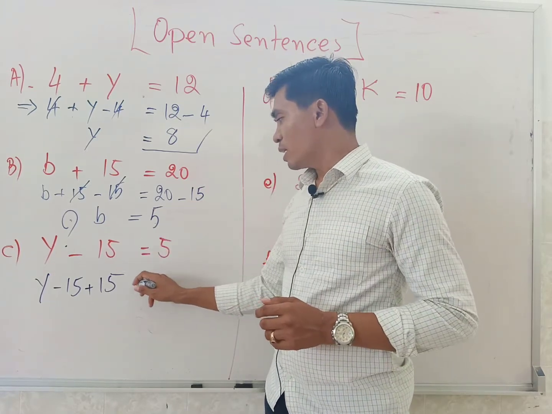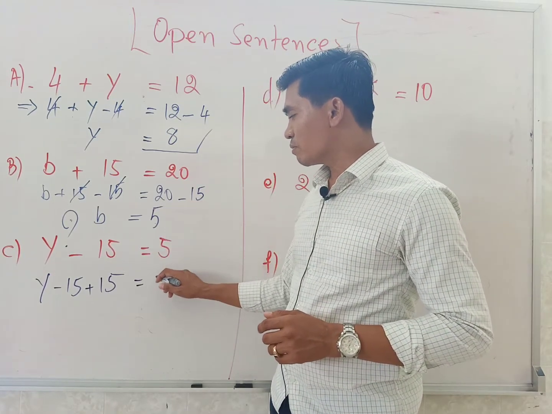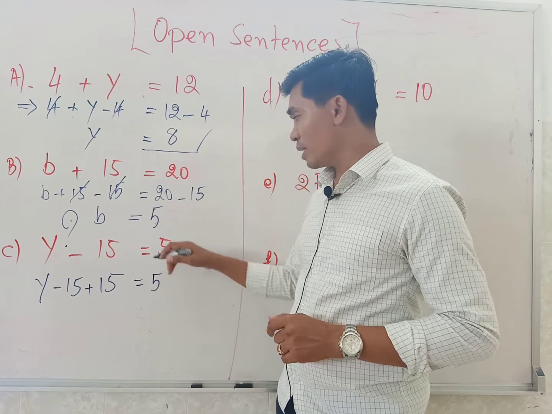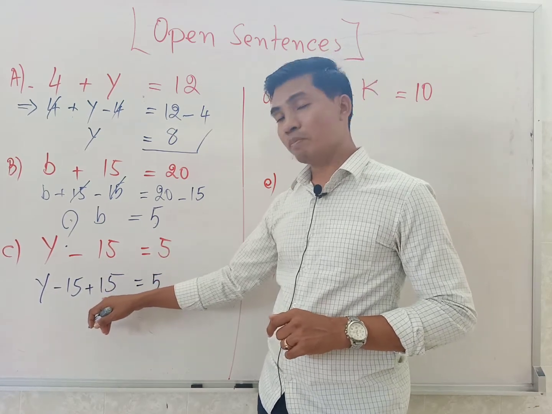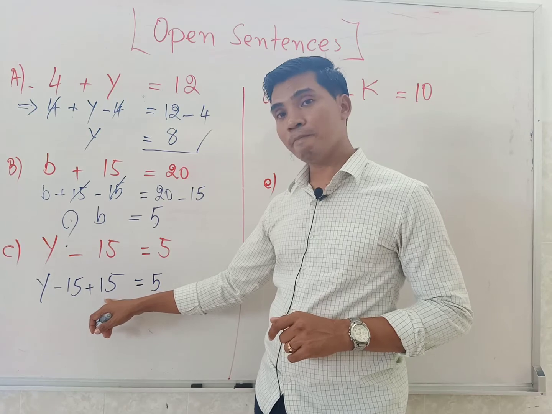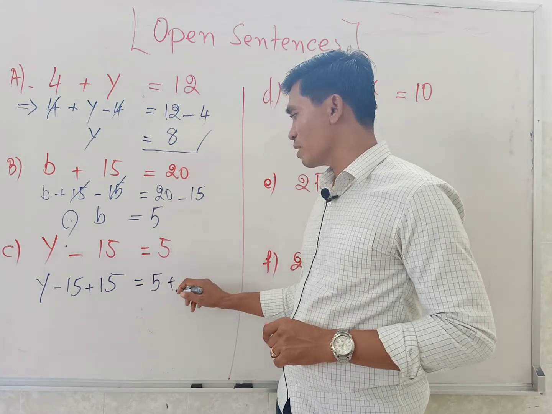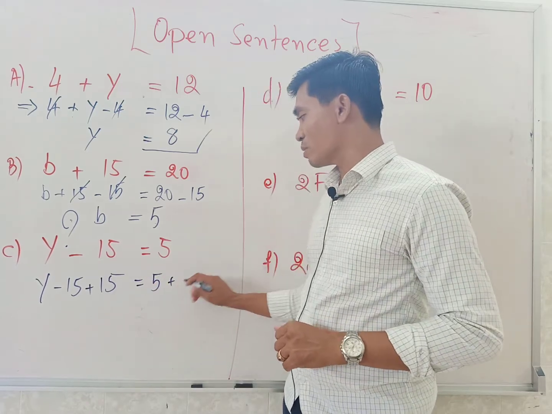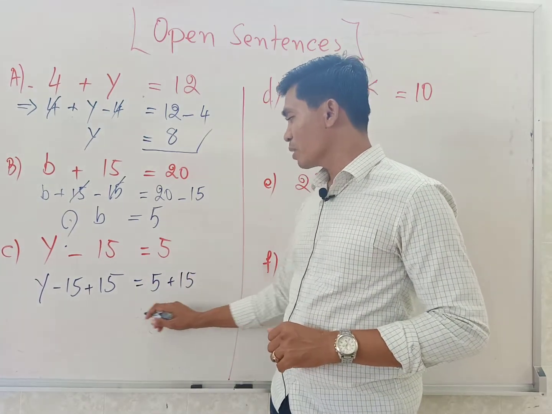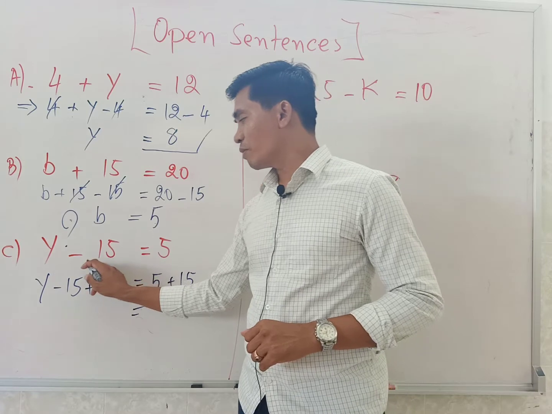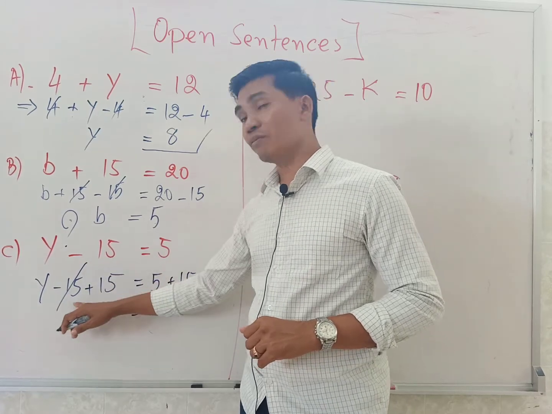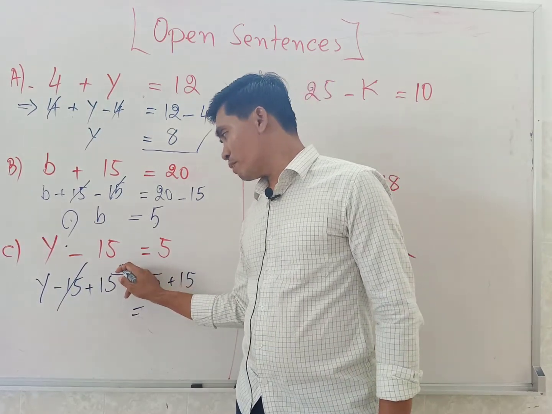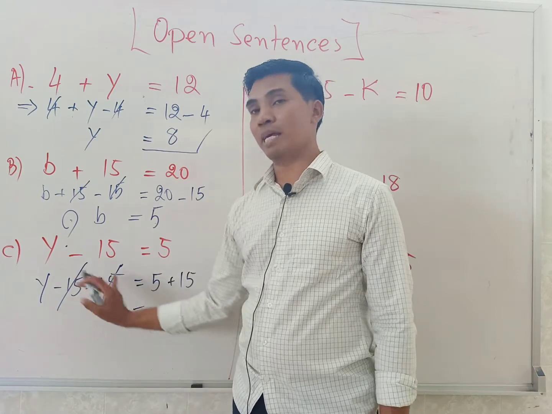Okay, and we have 5 here. When you put positive 5 here, you have to write positive 5. I'm sorry, when you put positive 15 here, you have to write positive 15 here. Okay, so now you calculate it. 15, negative 15, positive 15, so it becomes 0.